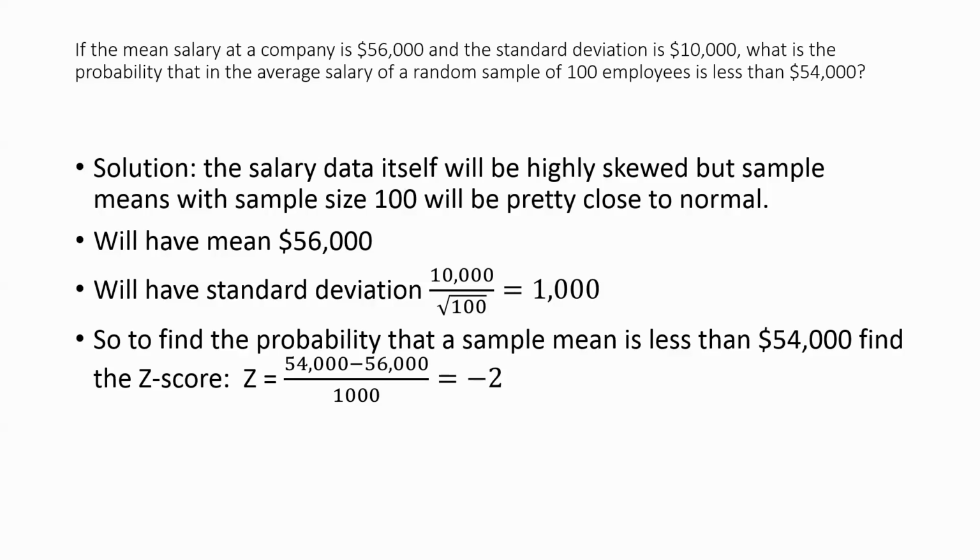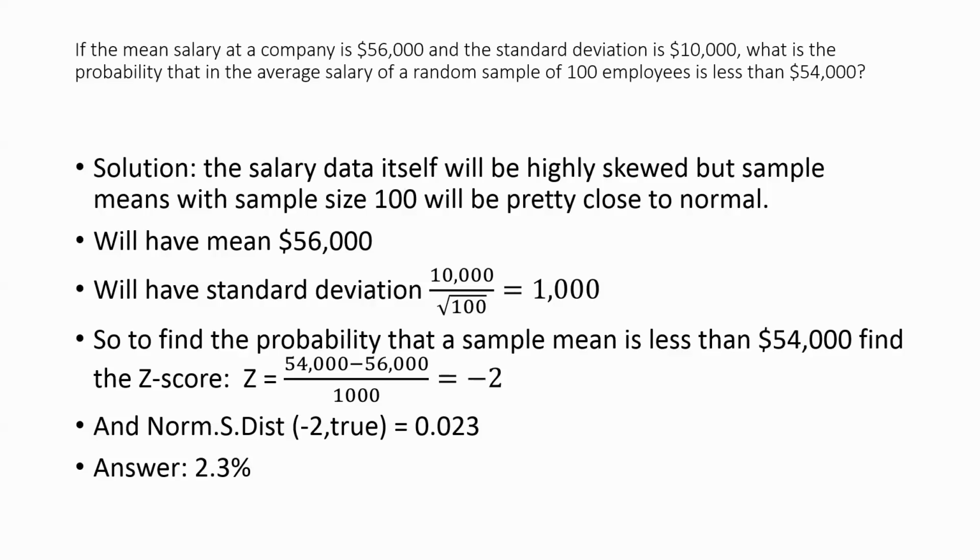To find the probability that the sample mean is less than $54,000, we're going to find its z-score. Well, there it is: 54,000 minus 56,000, over 1,000, is negative 2. NORM.S.DIST of negative 2 is 0.023. And so our answer is 2.3%. So with a large standard deviation like $10,000, one salary below $54,000 wouldn't be surprising. But the average of 100 employees being below $54,000 would be quite surprising. It would only happen 2.3% of the time.